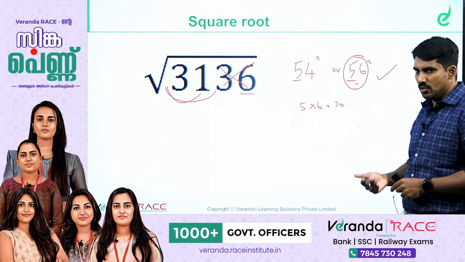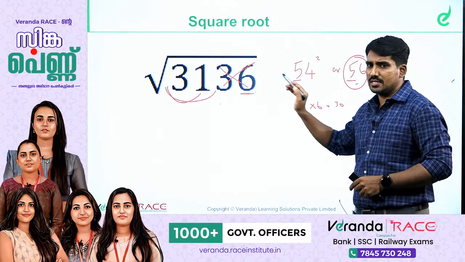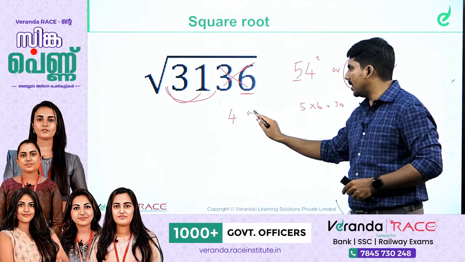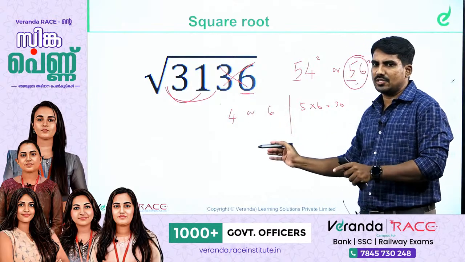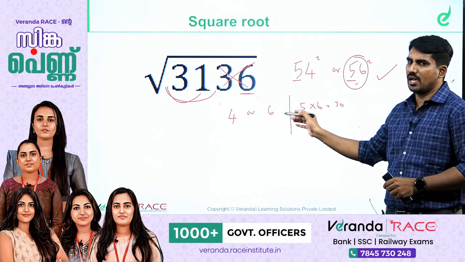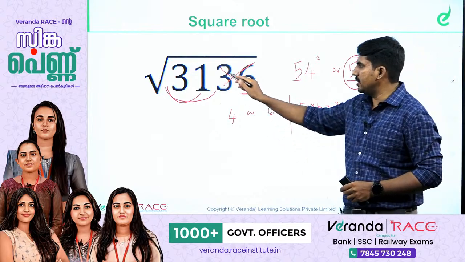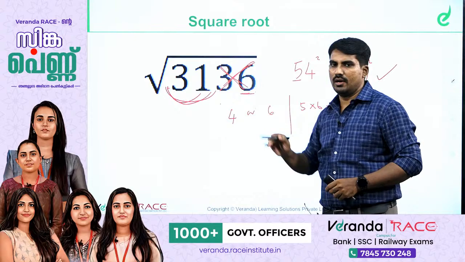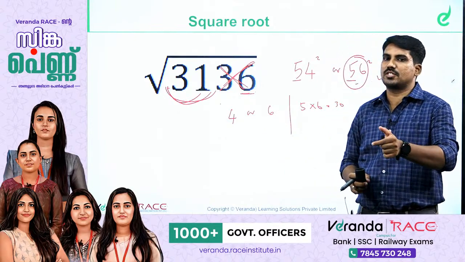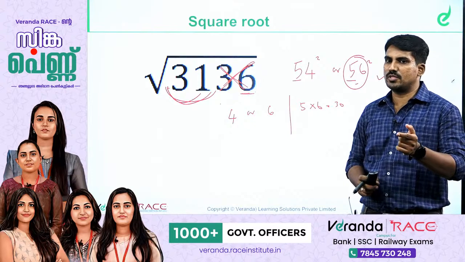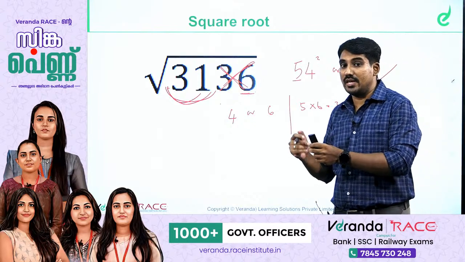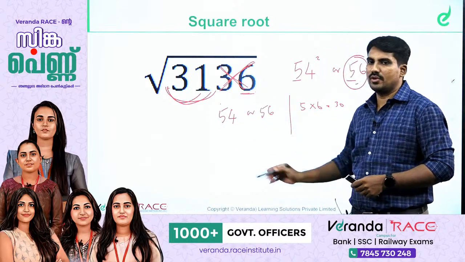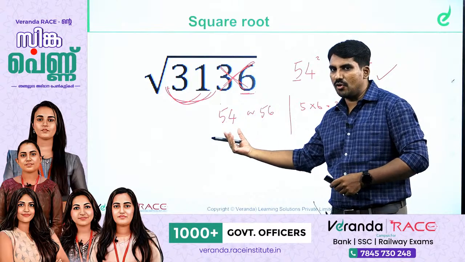Clear? So I repeat quickly, listen. First see the last digit and confirm the unit digit. Either that number ends with 4 or 6, but we don't know the actual number. Now cancel the last 2 digits. Remaining we have 31. For this 31, the perfect square is 25. Therefore 5 square is 25, and we take that 5 here. Therefore, the number may be 54 or 56.